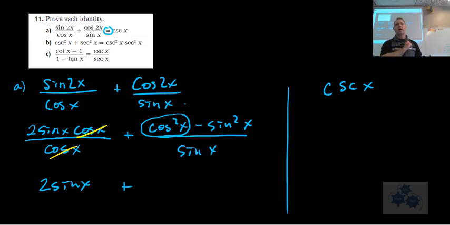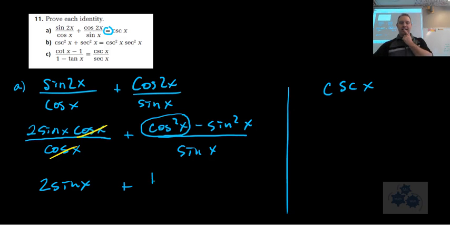Can I rewrite cos squared of x? Now look back to your Pythagorean identities. You're nodding there. What do you see? 1 minus sine squared x. Ooh, that is juicy. Oh, that looks good. 1 minus sine squared x.